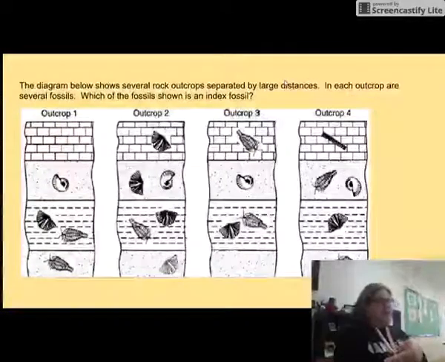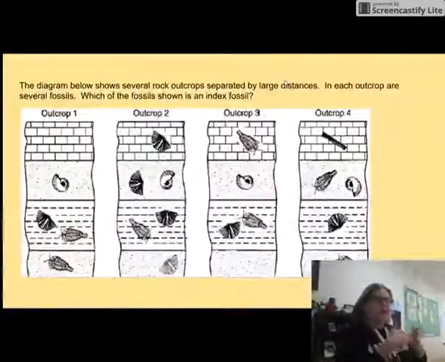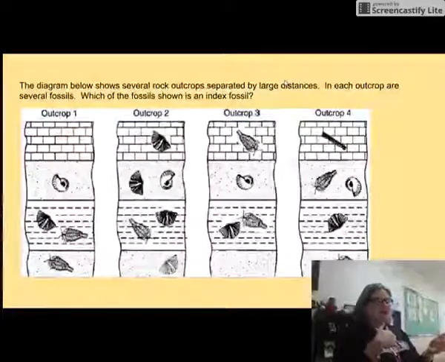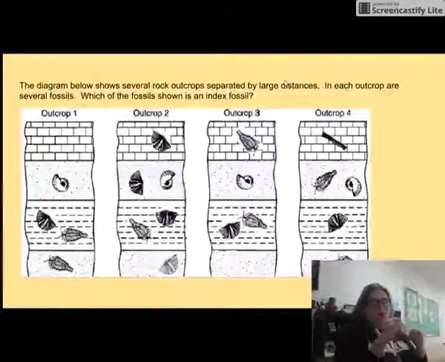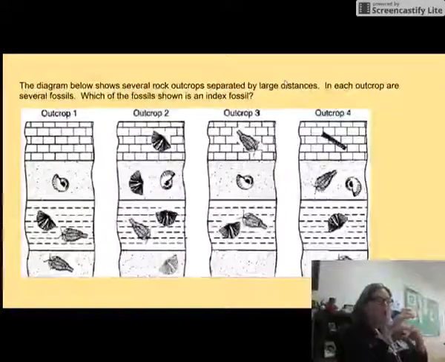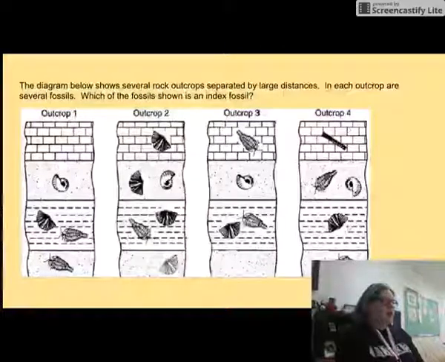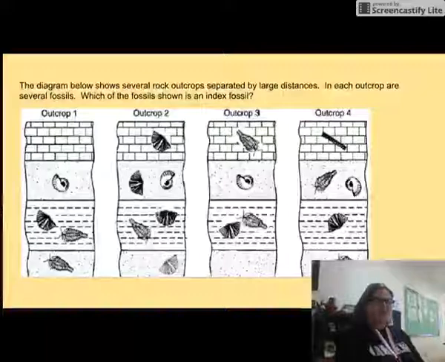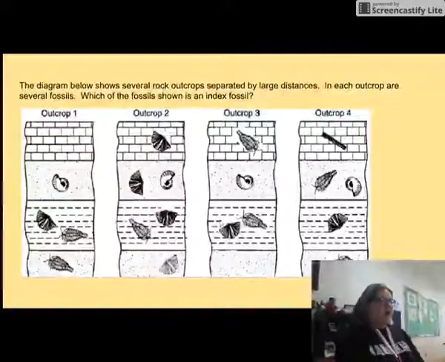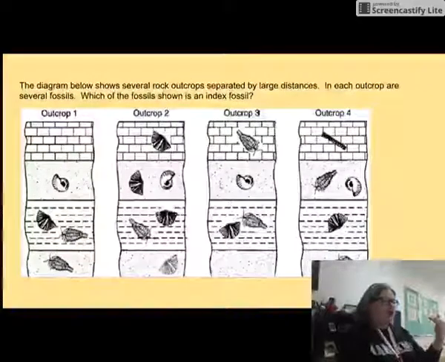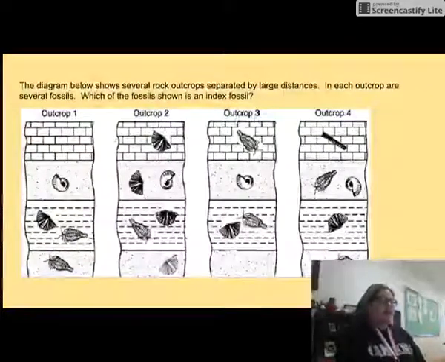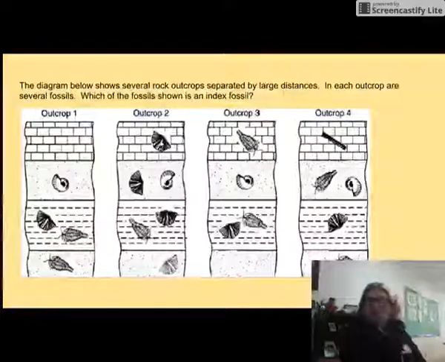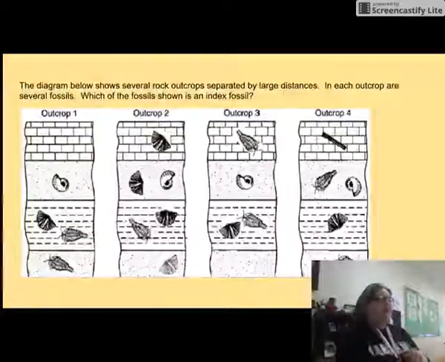It has to be widespread, which means we have to be able to see it in multiple outcrops, but it also has to be short lived. So, since it's short lived, we can only find it within one layer. If you look over here, we have four outcrops, and each outcrop has four layers. We have a layer of probably some kind of sandstone where it's dotted, a layer of probably shale that has the flat hash marks on it, another layer of sandstone, and then usually limestone is represented with the brick look. So we have four layers within four outcrops.